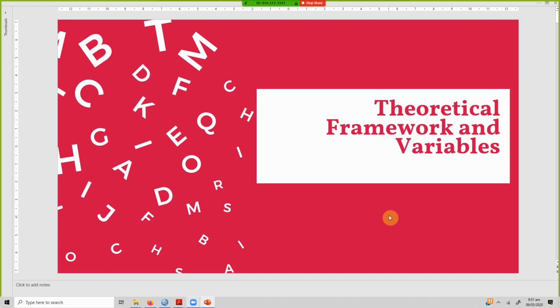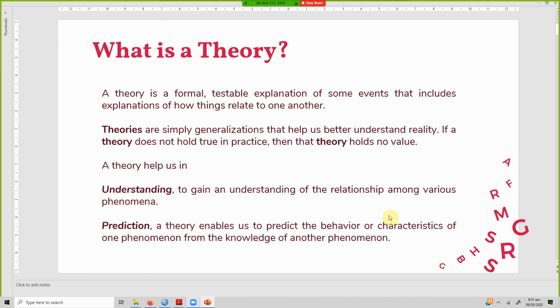In this session, we'll talk about theoretical framework and variables. Now, before going into the detail of theoretical framework and variables, we should discuss what is a theory. A theory is a formal, testable explanation of some events that includes explanation of how things relate to one another.